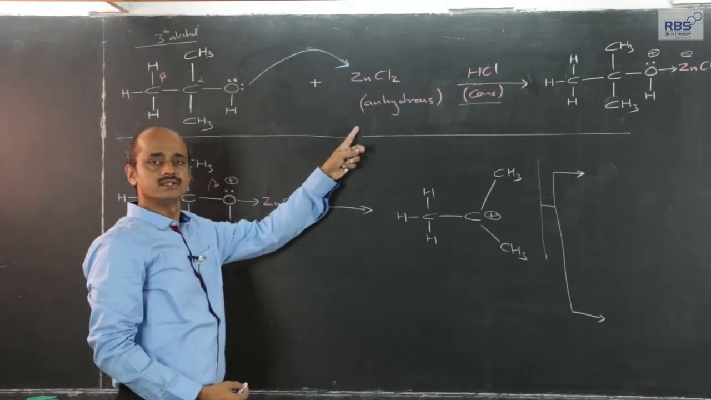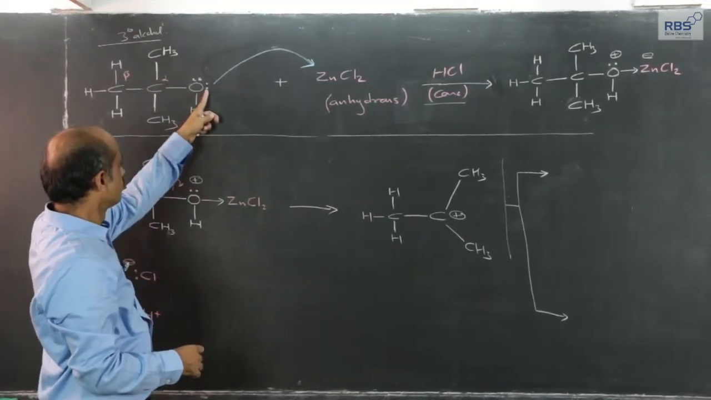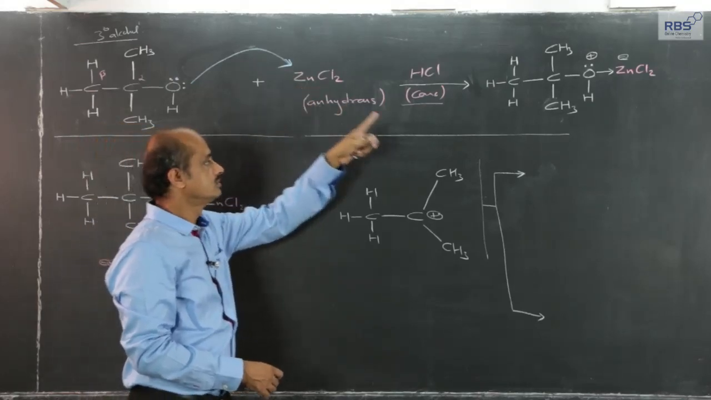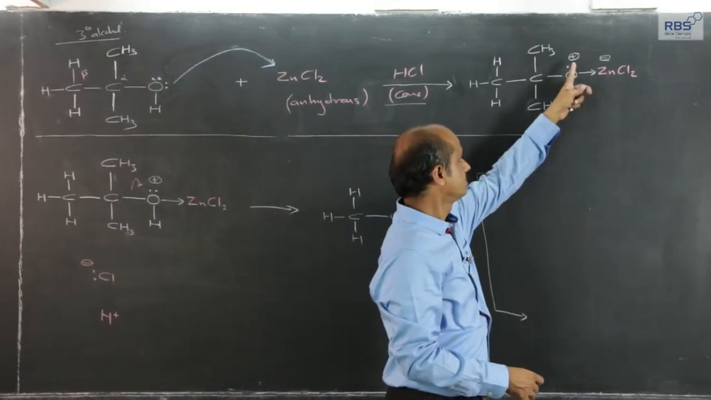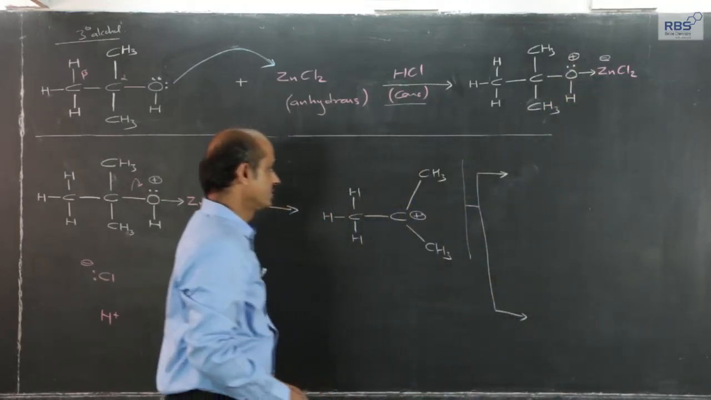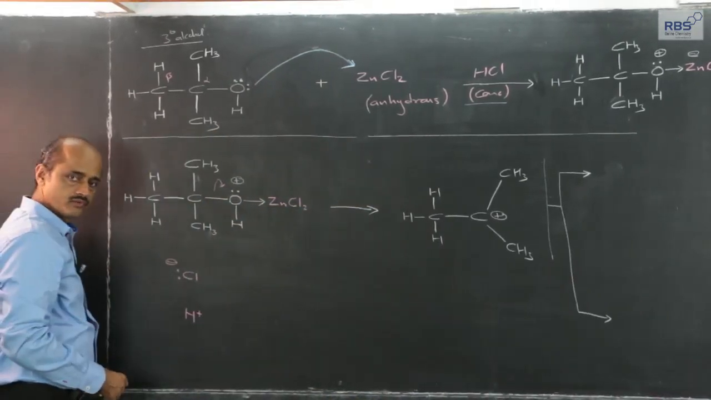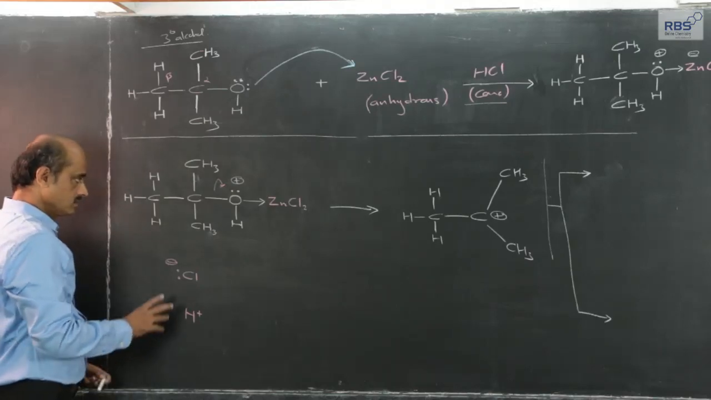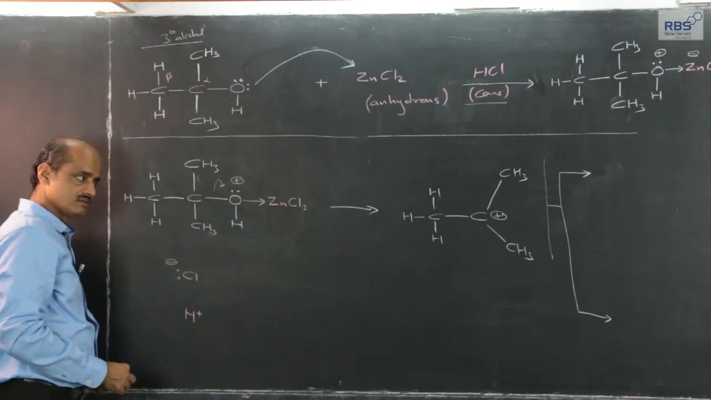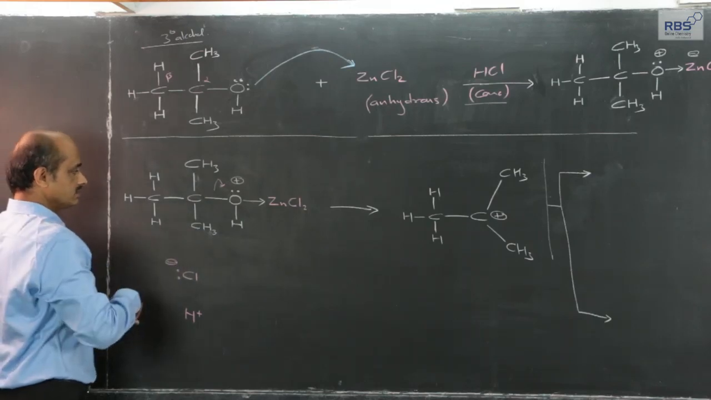If Lucas reagent is used, the pattern is the same. The lone pair and the empty orbital of zinc in the outermost shell in ZnCl2 will form a coordinate covalent bond. Similarly, there is a positive charge on oxygen and a negative charge on zinc in ZnCl2, like what we had considered earlier, same thing. But here again, like what we had considered for ethyl alcohol, there is the attack of Cl minus ion on the alpha carbon. This carbon is the alpha carbon.